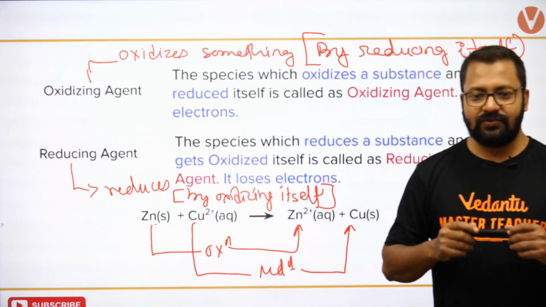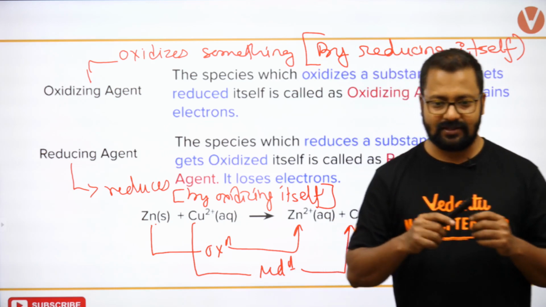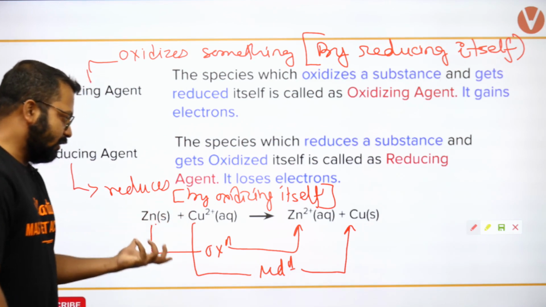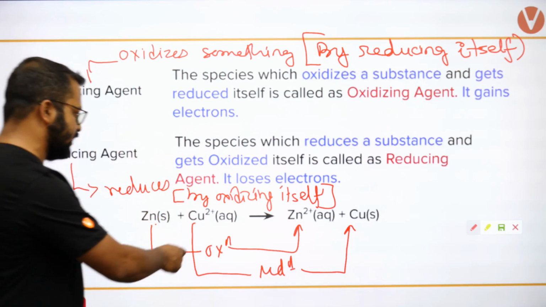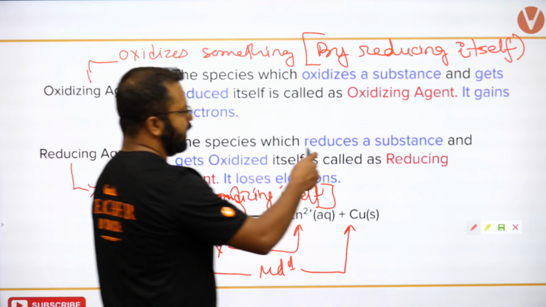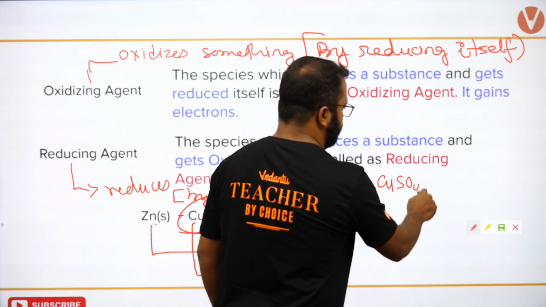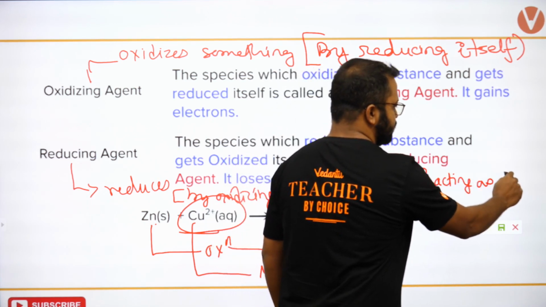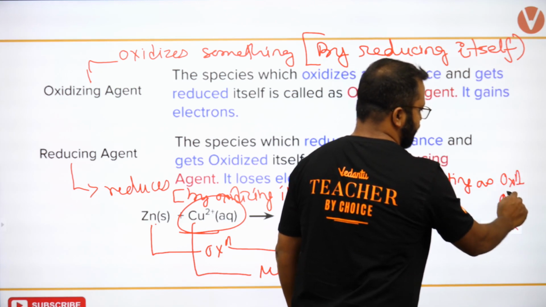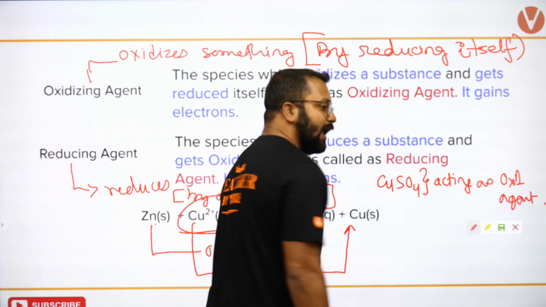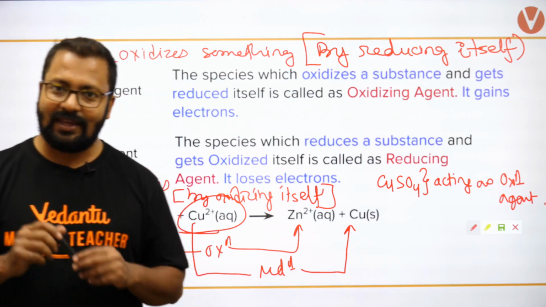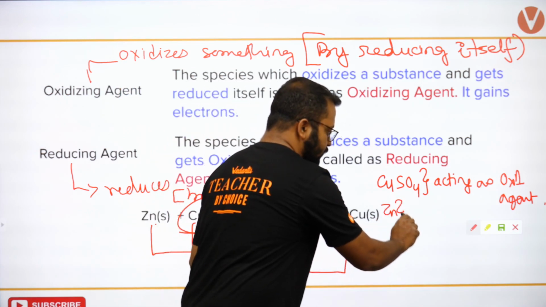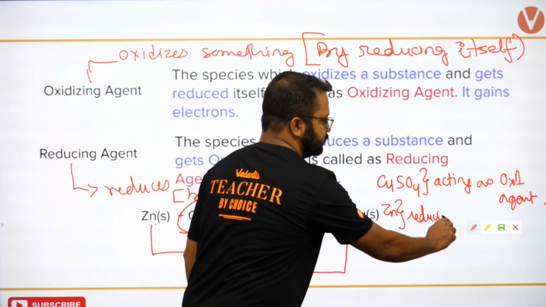In this reaction, which will function as the oxidizing agent? Anit, very good. Anything which is reducing itself will act as an oxidizing agent. So Cu2+, or I can say CuSO4, was acting as an oxidizing agent. Similarly, what is zinc doing? It is a reducing agent.